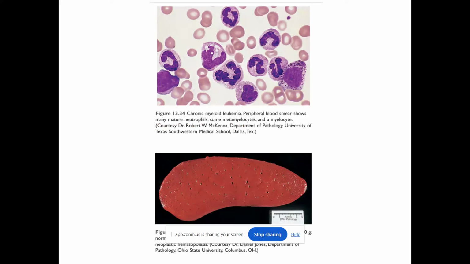So this picture shows all stages of the myeloid precursors. Mature neutrophils are there, granules with the myelocytes are there, band forms are there. So this is the CML. The next picture shows the massive splenomegaly in the CML.